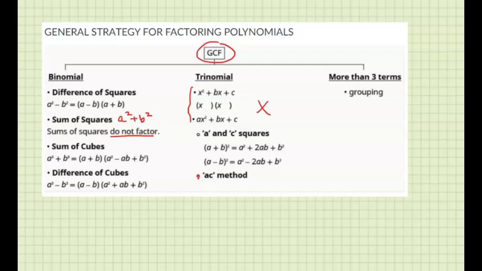If you have more than three terms, do it by grouping. So you're going to group the first two and the last two, and then factor out the common parentheses. All right. So this section we're basically reviewing everything that we learned with factoring, putting it together, so we have a good strategy for factoring anything that's thrown at us.